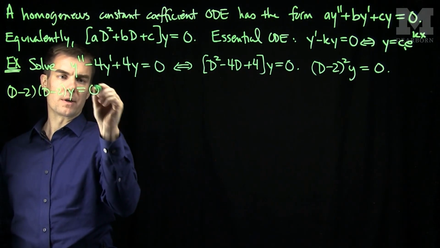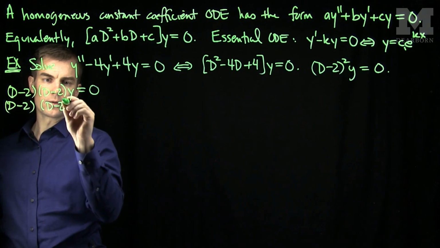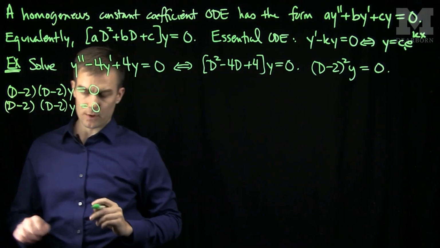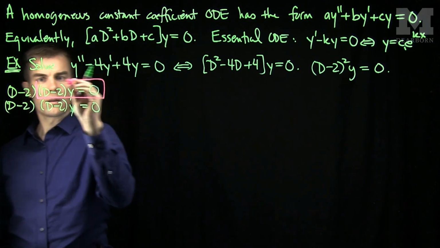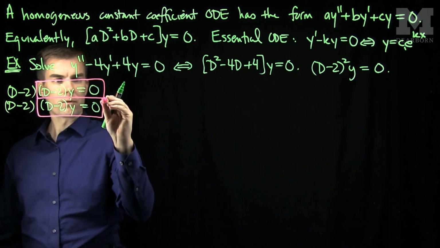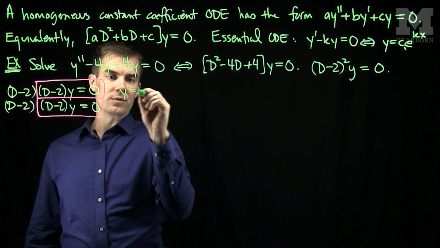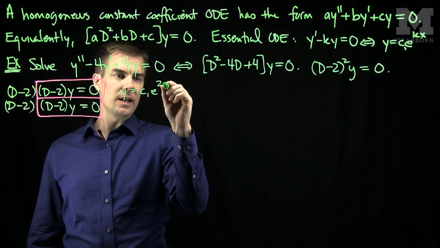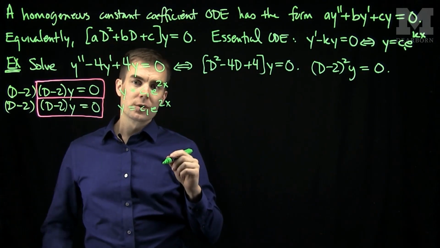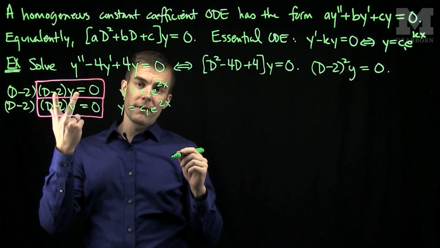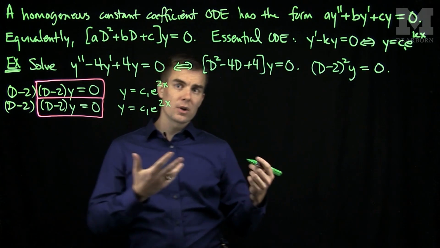If we tried to use the trick for distinct roots, we would have D minus 2 applied to y being equal to 0, and D minus 2 applied to y equals 0. Then, solving the far right part of the equation, in either of these cases, will both generate the solution c1 e to the 2x and c1 e to the 2x. So, by flipping the order of the factors, we don't gain any new information. So we need a new approach to solve this problem.